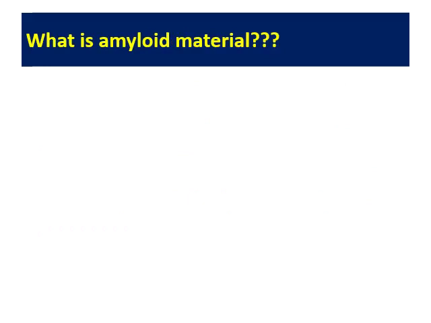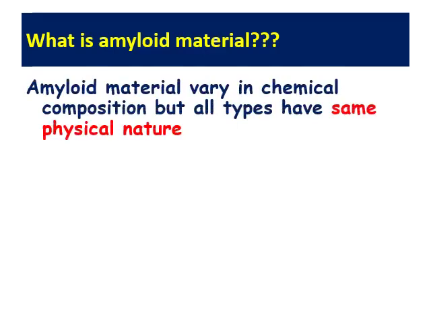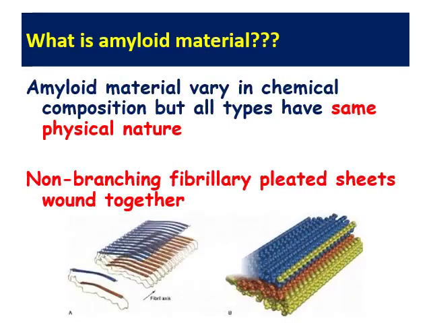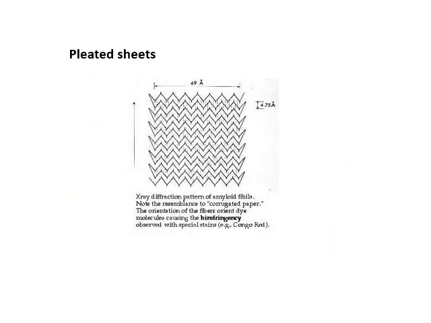What is amyloid material? The chemical composition of amyloid material varies according to the disease, while the physical arrangement is the same in each disease. The composition of amyloid material widely varies, and the most common are amyloid associated protein and amyloid light chain protein. So they share the same physical nature, but they are different in chemical composition. This is the appearance of the beta-pleated sheet.